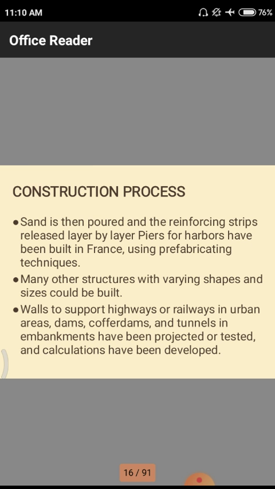In the previous case, you observed a structure underground, that means below the water level. But in case of utilization of this system, we have to go for different kinds of structural designs. Those structural designs will give a good quantity of result. Walls to support highways or railways in urban areas, dams, coffer dams, and tunnels in case of embankments.